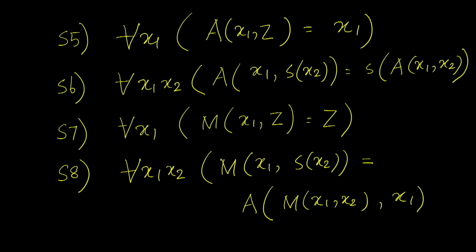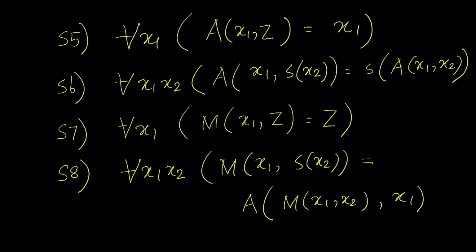The fifth axiom says that when 0 is added to x1, we get x1. That is, 0 is the identity of addition. In the sixth axiom, we say that x1 added to the successor of x2, that is x1 plus x2 plus 1, is the same as x1 plus x2 plus 1. So, from this you can essentially derive the associativity of addition. In the seventh axiom, we have multiplication with 0. We know that multiplication by 0, that is x1 into z, is z.